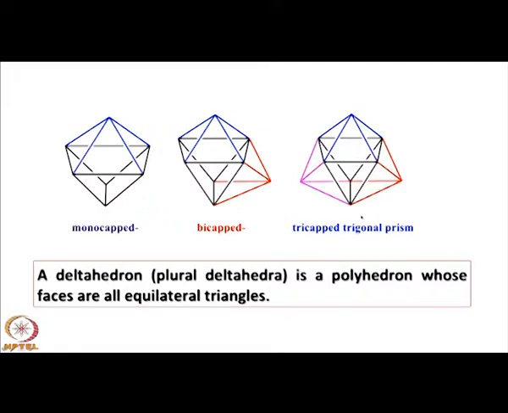A deltahedron, plural deltahedra, is a polyhedron whose faces are all equilateral triangles. If you just look into it, they are all equilateral triangles, and all faces should be equilateral triangles. And let us now predict the structures of some boron clusters using Wade's rules.